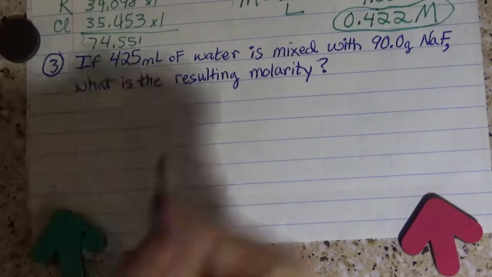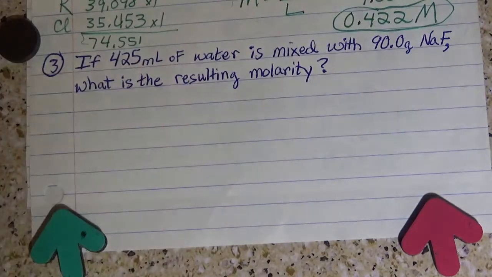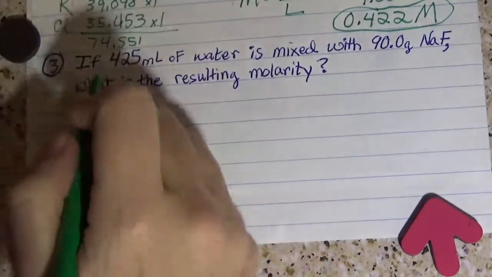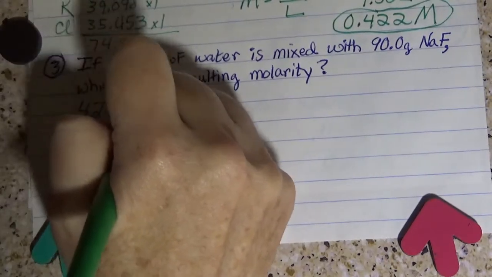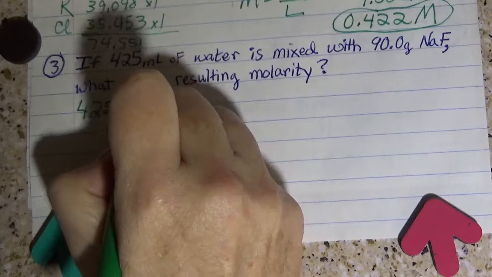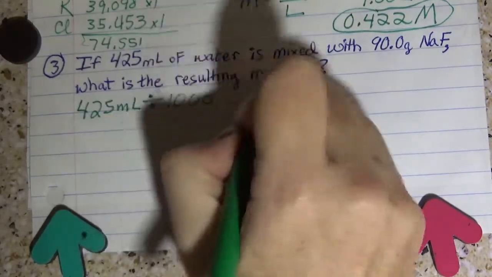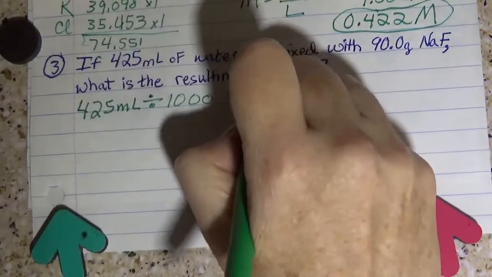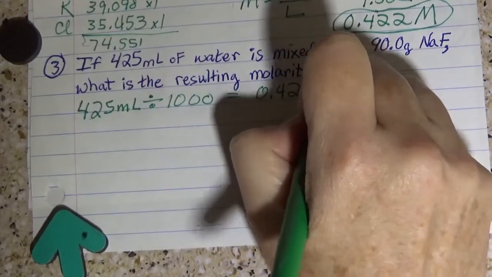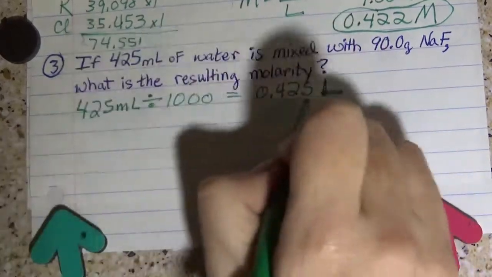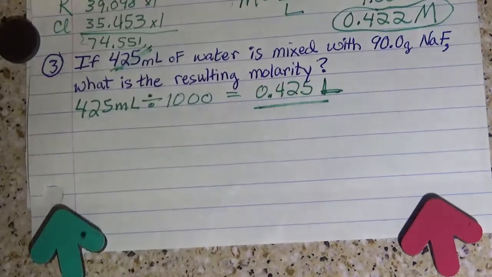Now, we're not allowed to use milliliters. It has to be in liters. So we'll take our 425 milliliters and divide by 1,000, because 1,000 milliliters make a liter, and that will give you 0.425 liters. Now that it's in liters, we can use the volume, but we could not use it as milliliters. That would not work.